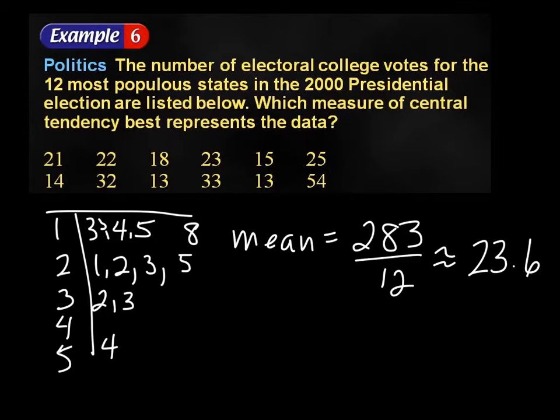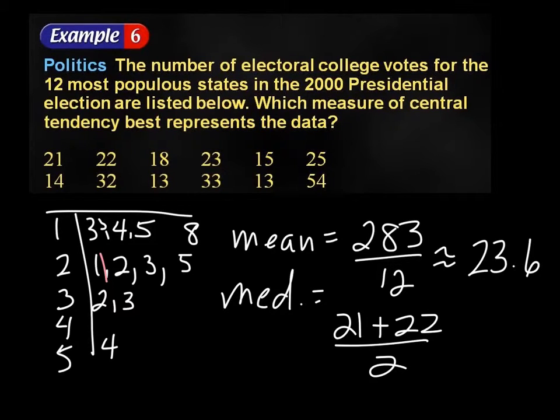23.6. The median, okay, that's going to be a little bit trickier because I have an even number of pieces of data. So 1, 2, 3, 4, 5, 6. There should be my median. I should have 1, 2, 3, 4, 5, 6 after it. So this time to do my median, I'm going to have to add those two numbers. So 21 plus 22 divided by 2 is 21.5.